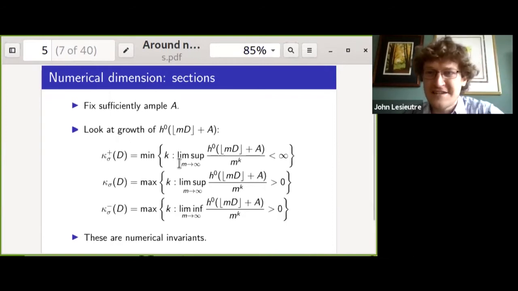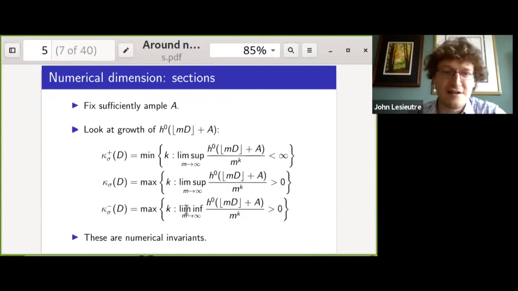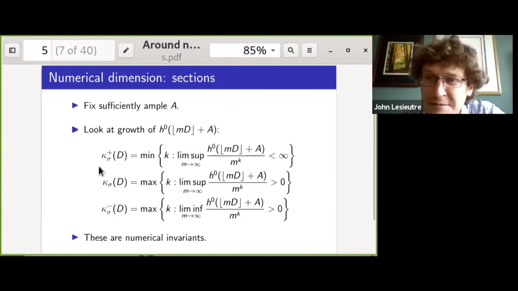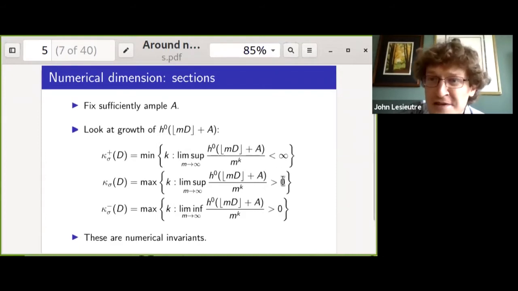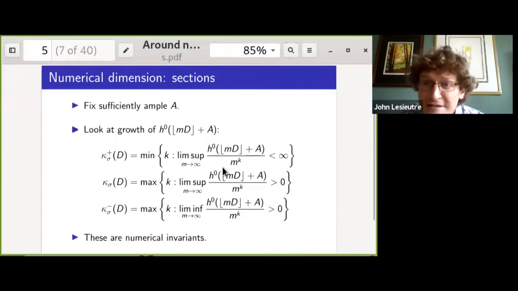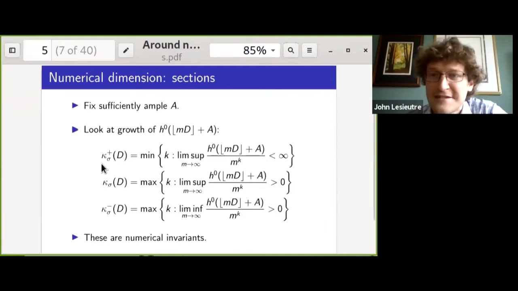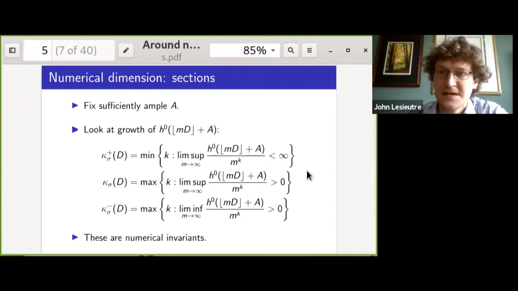So these different definitions here are just picking out your different options for extracting a number from a sequence like that. So kappa sigma plus is kind of the upper bound. So if it's oscillating between M squared and M cubed, then for k equals 3, this lim sup is going to be less than infinity. But for k equals 2, well, sometimes this number on top is about M cubed and you're just dividing by M squared. So the lim sup with k equals 2 would not be less than infinity. So if it's oscillating between M squared and M cubed, this kappa sigma plus is going to be 3. Is this okay? I know it's a scary looking formula, but.